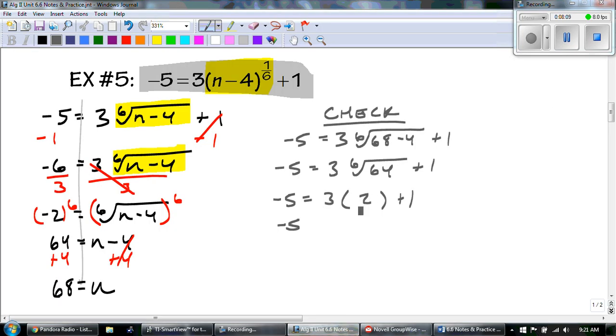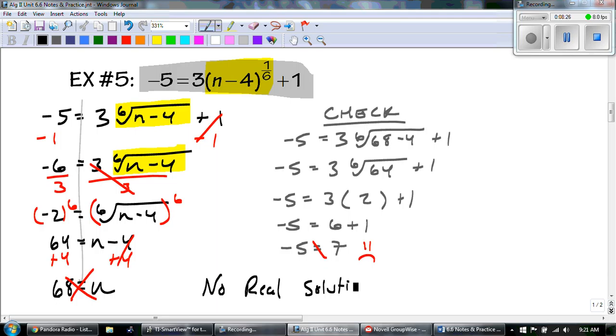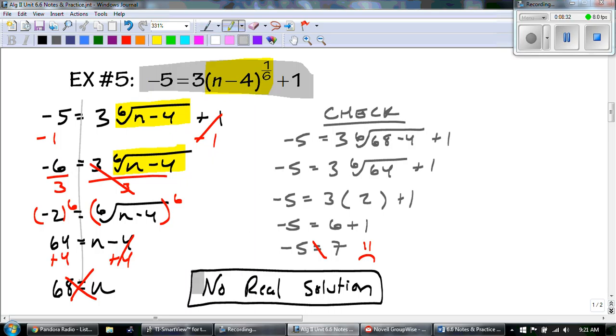Okay, 3 times 2 is 6, but then 6 plus 1 is 7. Uh-oh, that's not my answer. That's an extraneous solution, so it is no real solution, okay? I told you, we gotta double check them. You can't just think it's the answer every time. Okay.